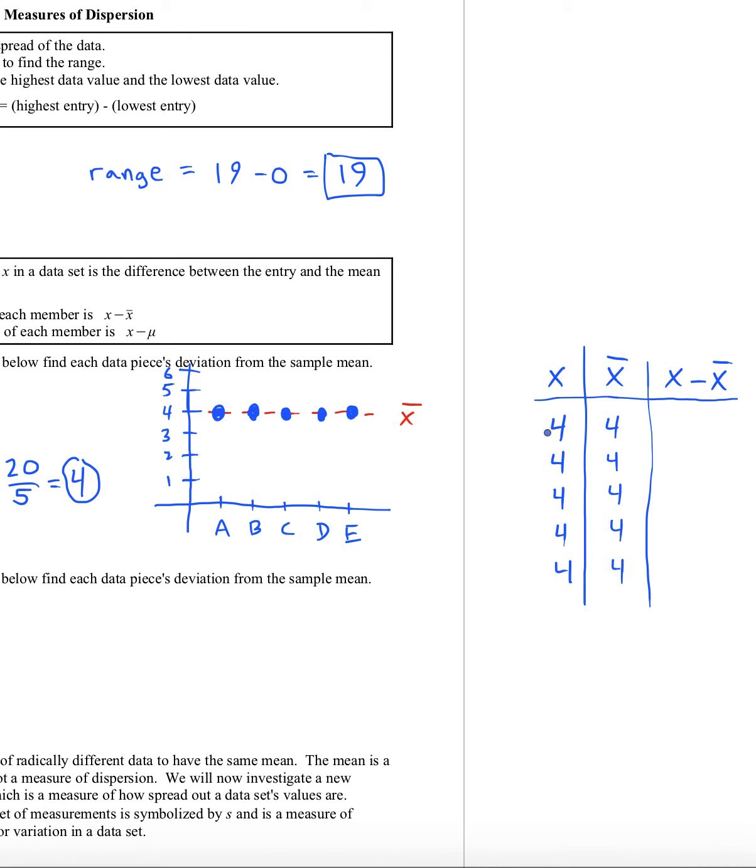I'll put the mean next to each data piece. Now we subtract X minus X bar. So it's the first column minus the second column. 4 minus 4 makes 0. 4 minus 4 makes 0. 4 minus 4 makes 0. They're all going to be zeros. The reason why is there is no deviation from the mean in this data set.